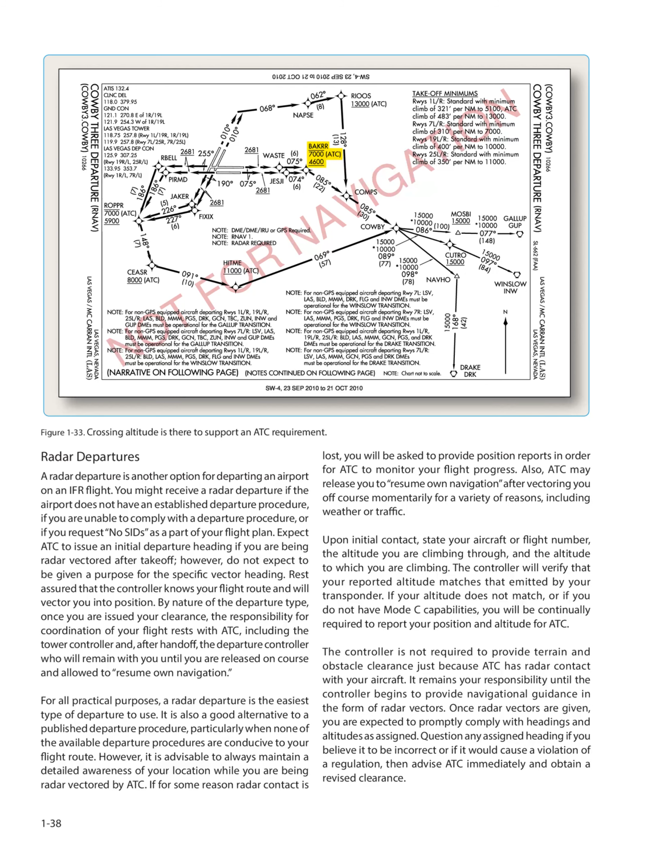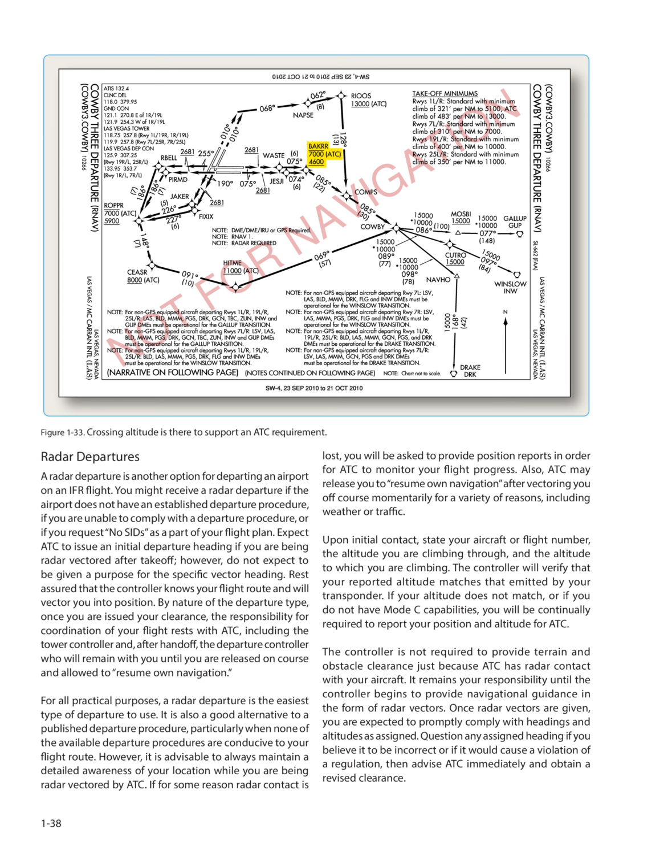Radar departures. A radar departure is another option for departing an airport on an IFR flight. You might receive a radar departure if the airport does not have an established departure procedure, if you are unable to comply with the departure procedure, or if you request no SIDs as a part of your flight plan. Expect ATC to issue an initial departure heading if you are being radar vectored after takeoff. However, do not expect to be given a purpose for the specific vector heading. Rest assured that the controller knows your flight route and will vector you into position.